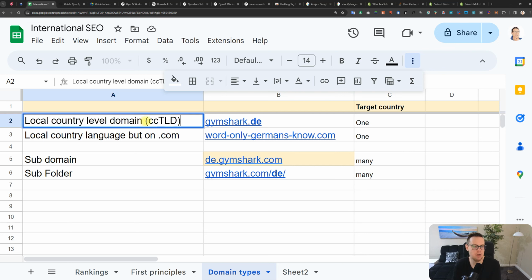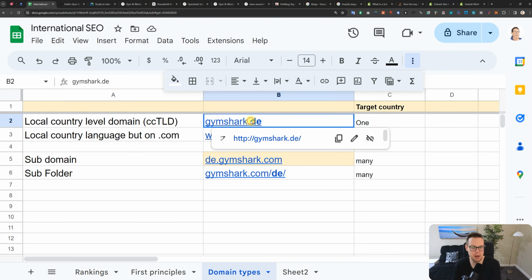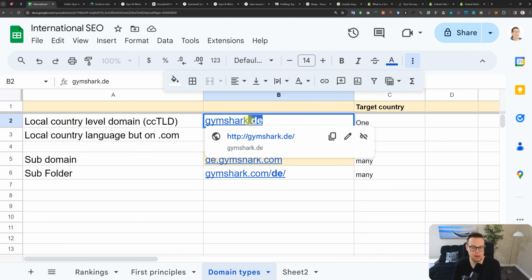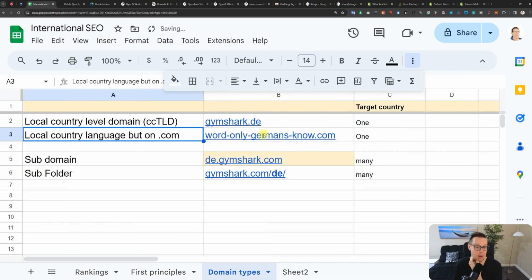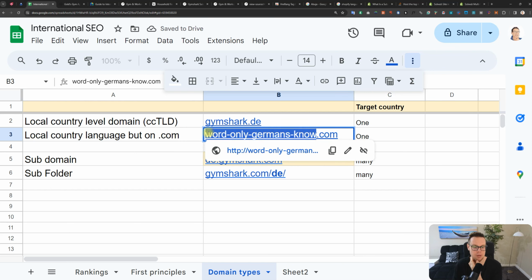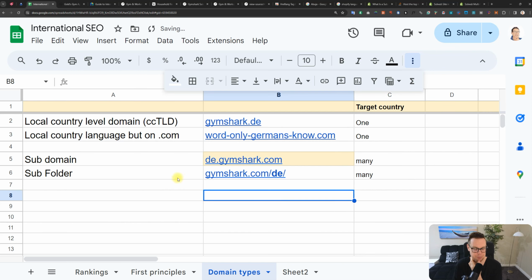Another option is to have a local country level domain name. In Germany, they use .de for their local domains. That means you can only target one country with that because you couldn't rank with that domain name in the US. Then we have another option where we have a .com domain name. However, we've got a word inside of the domain that only Germans know, which would again limit us to only one country. And that also happens quite frequently that people choose this route. So I wanted to mention that.